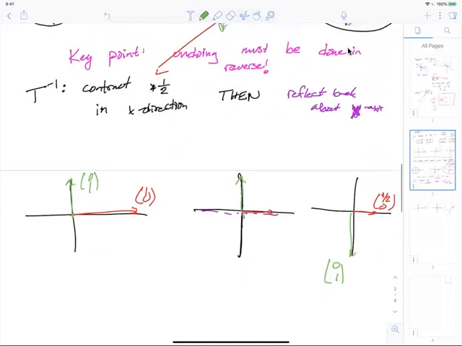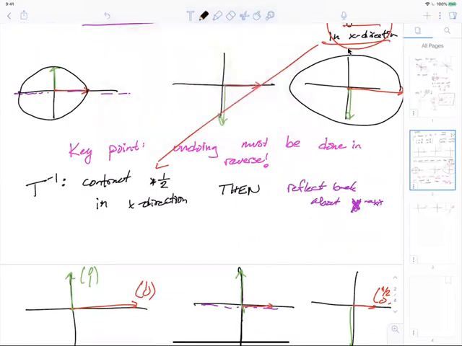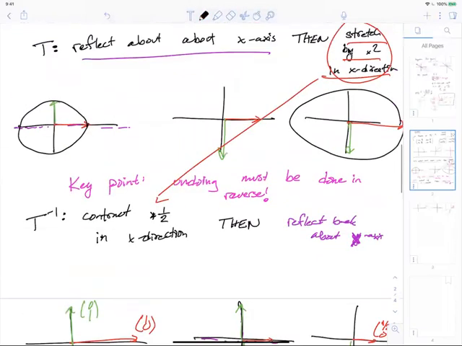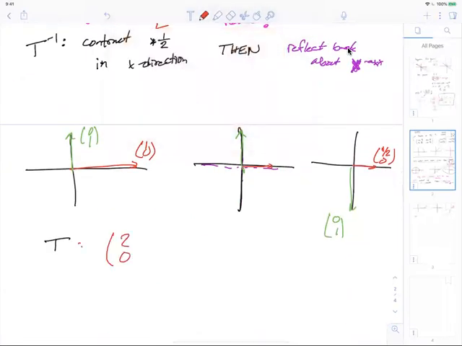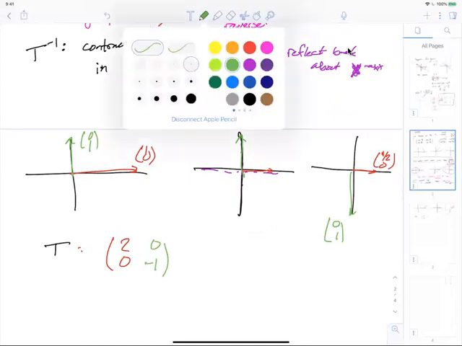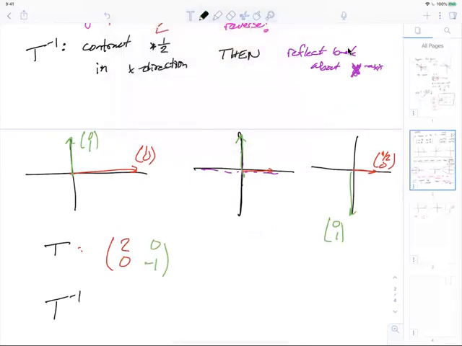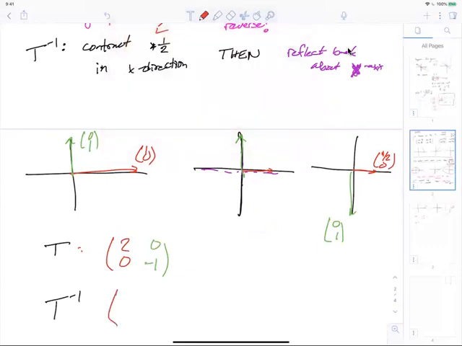Okay, so what does this say? This first transformation, what ended up happening? T can be described by the matrix 2, 0, and 0, minus 1. But for T inverse, what ended up happening? T inverse we can describe by 1, 0 went to 1/2, 0, and 0, 1 went to 0, minus 1.